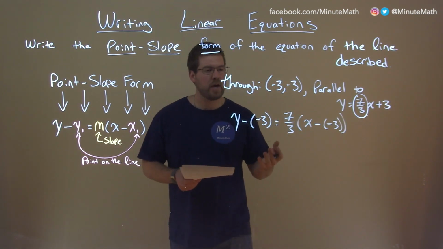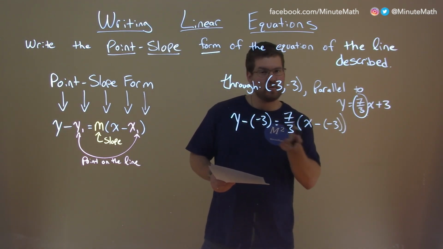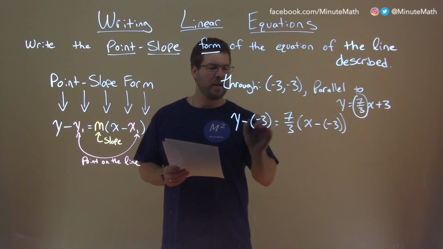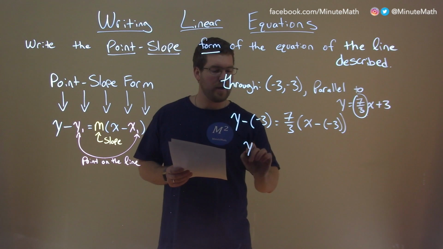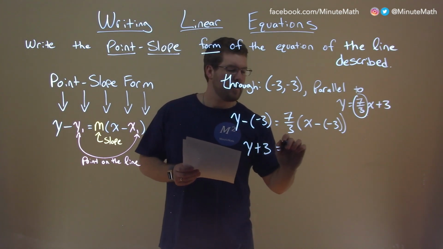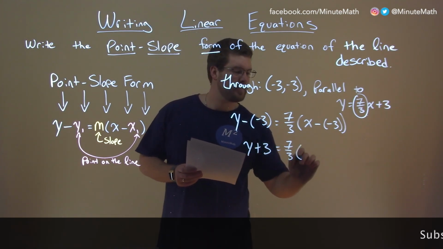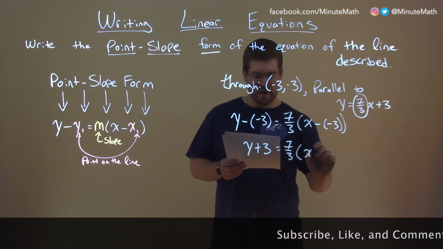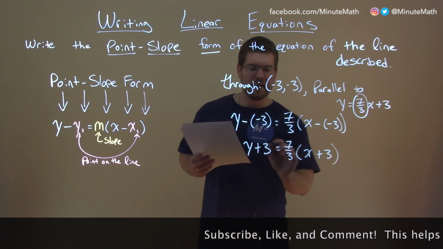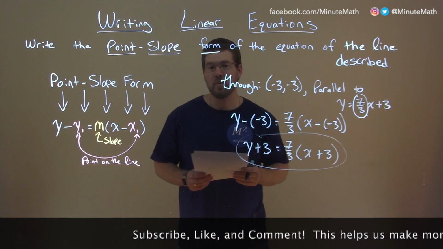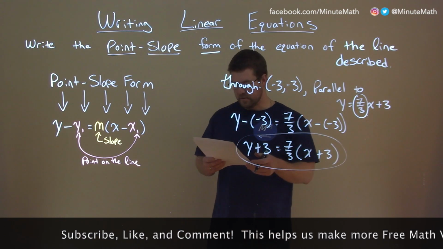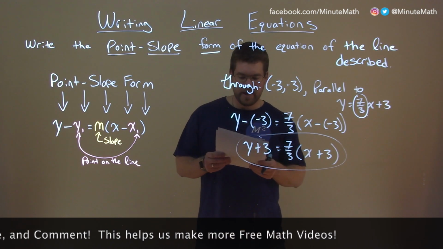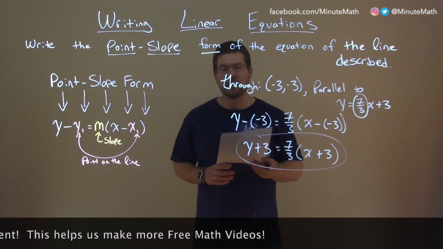Now let's simplify this. Let's get rid of the negatives, right? Because two negatives make a positive. Let's make it look clean here. So we have minus a negative is plus a positive. So we have y plus 3 equals 7/3 x, same thing here, minus a negative is plus a positive, x plus 3. And now we have it in point-slope form: y plus 3 equals 7/3 times x plus 3. And that is our final answer.